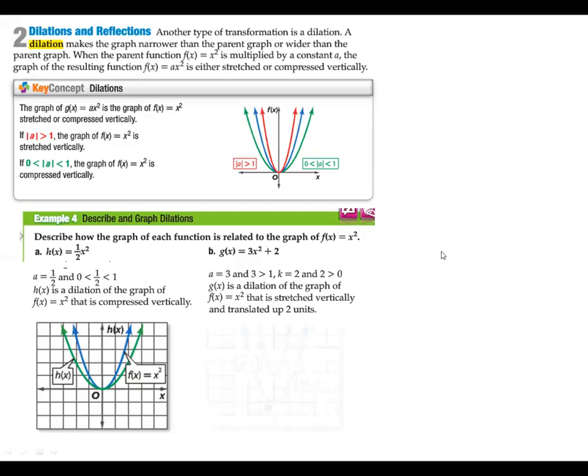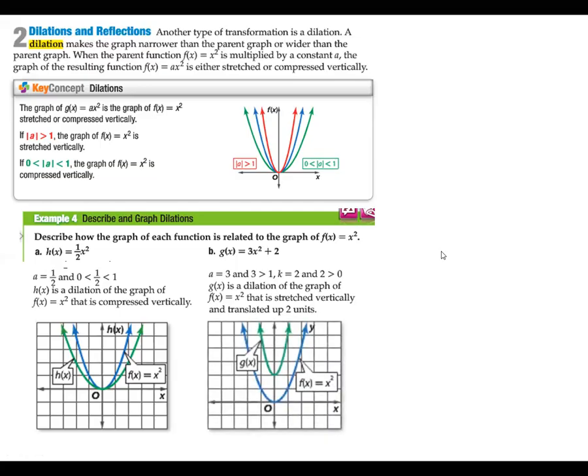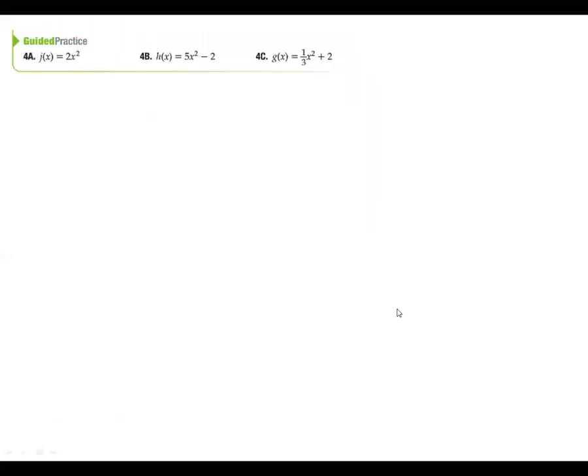Okay? So I would think of it as being stretched vertically and then shifted up. Okay, not shifted up and then stretched. Just follow order of operations kind of thing. All right, so go ahead and try these 2, 3.